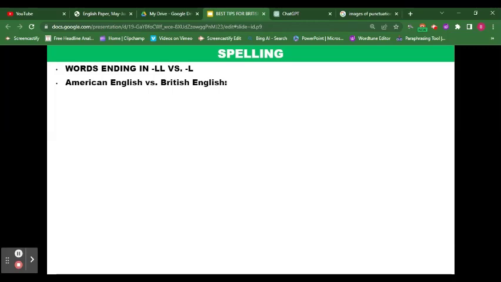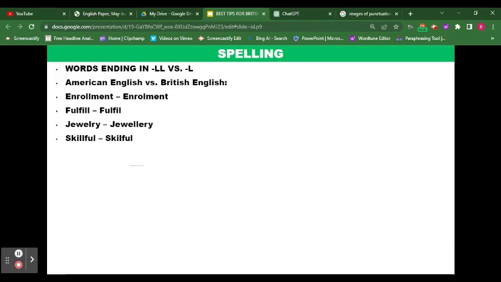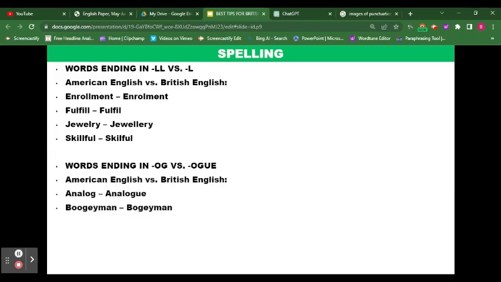Again, in American English, it is LL. In British English, it is L. Enrollment, fulfill, jewelry, skillful. Then words ending in OG versus OGUE, we earlier saw it. Examples, analog, boogeyman, catalog, dialogue. Okay.